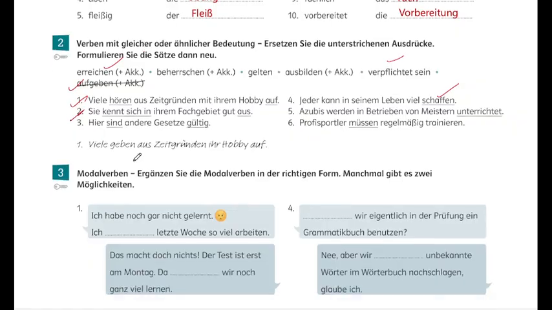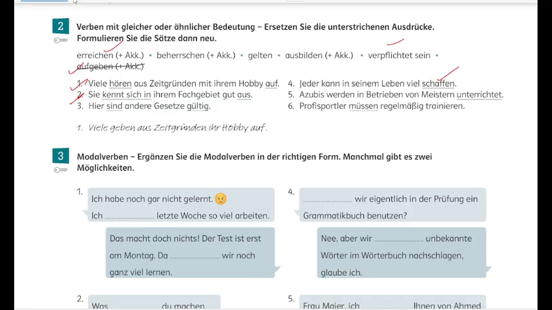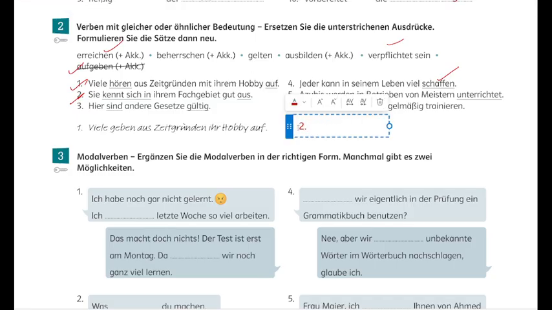Okay. So let us rewrite our sentences. Sie kennt sich in ihrem Fachgebiet gut aus. Fachgebiet is the area. Okay. Area of specialization. So we can replace it with beherrschen. Sie beherrscht ihrem, okay, ihrem. No, it would not be ihrem. This would be dative. This would be, sorry, accusative. So it would be ihren. Sorry, but Fachgebiet, okay, Fachgebiet is neutral. Okay, so sie beherrscht ihr Fachgebiet gut.